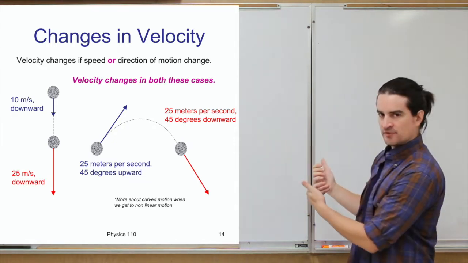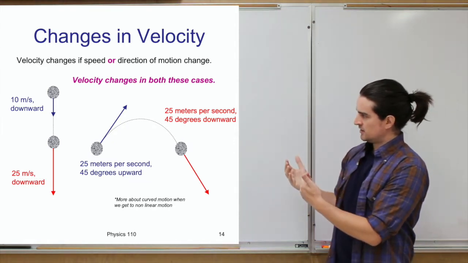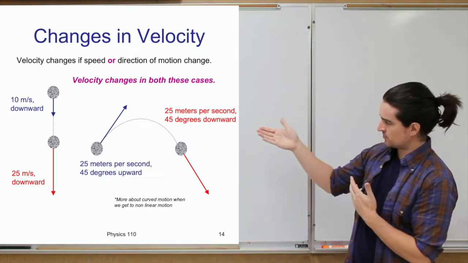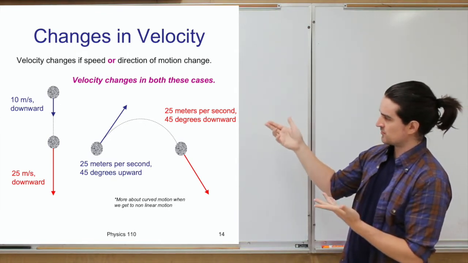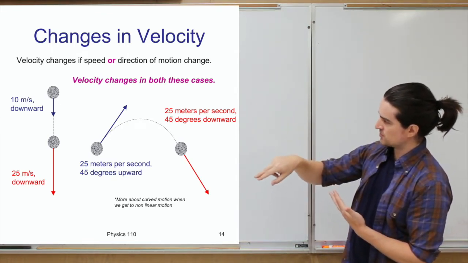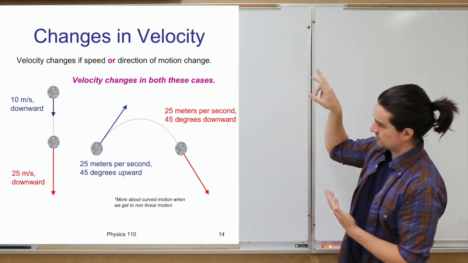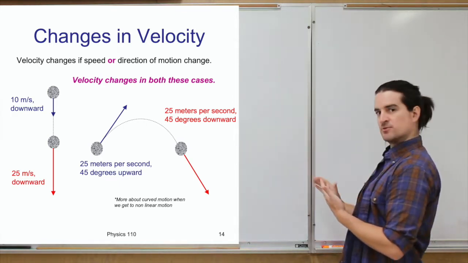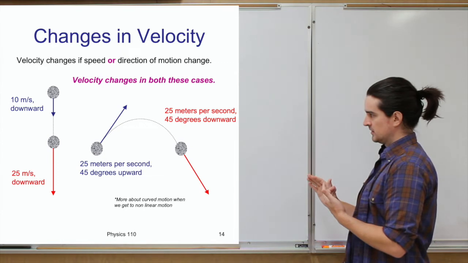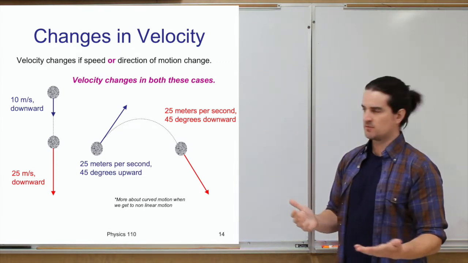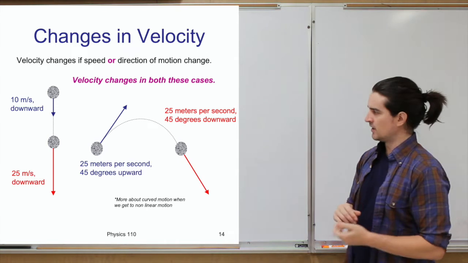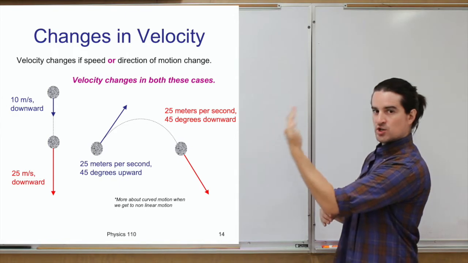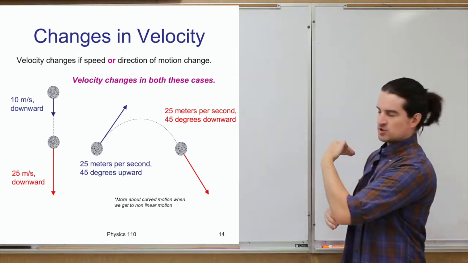So the other great example of changing an object's velocity is where its direction changes, but its speed does not. On the right side here we look at the same sort of object. It's moving at 25 meters per second in that upward path to the right, and then later on we see it's moving 25 meters per second in that downward path to the right. Its speed has remained the same. It's still 25 meters per second. However, its direction has changed. It's gone from going in this direction to going in this direction. So it's turned in some way. And this is another way you can change velocity.